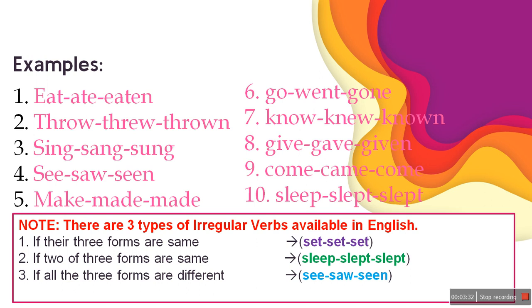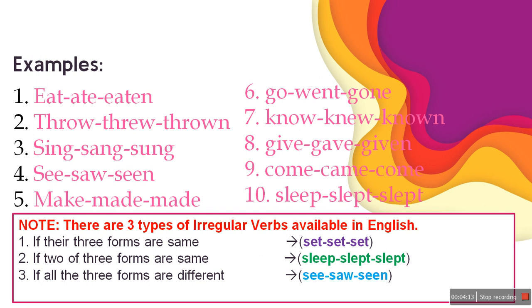There is one note. There are 3 types of irregular verbs available in the English language. We know we have different verb forms like V1, V2, V3. V1 present, V2 past, V3 past participle, V4 present participle. Is it clear? So according to the first case, if all the forms of the verbs are same, they are called irregular. Example, set, set, set. So V1, V2, V3, the 3 are same.